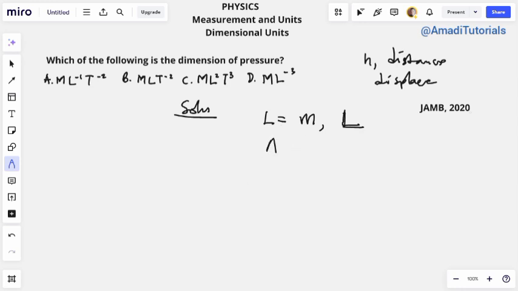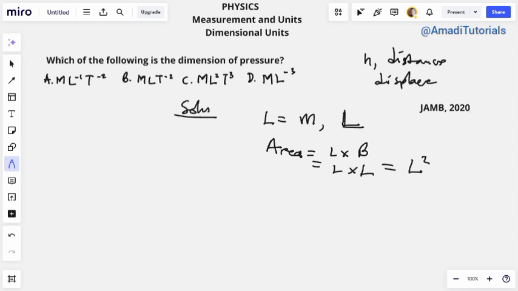So if you take a derived quantity like area, area is length times breadth. But at the core, this is length times another length. So the dimensional unit of area is L squared, capital L squared, length times another length. You understand? So that's what we mean by dimensional unit.